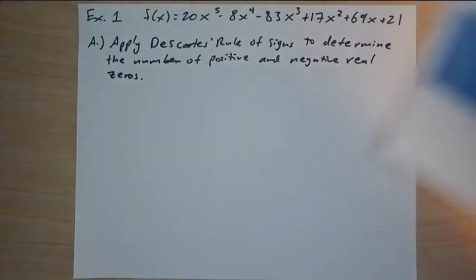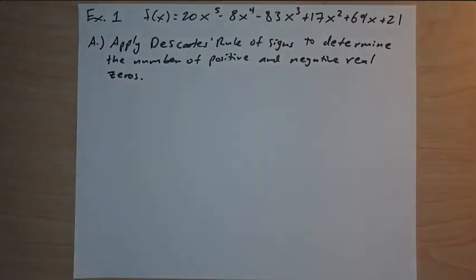Lab 25, example 1. We want to consider the polynomial function f of x is equal to 20x to the fifth minus 8x to the fourth minus 83x to the third plus 17x squared plus 69x plus 21. This is a problem with parts A through E.